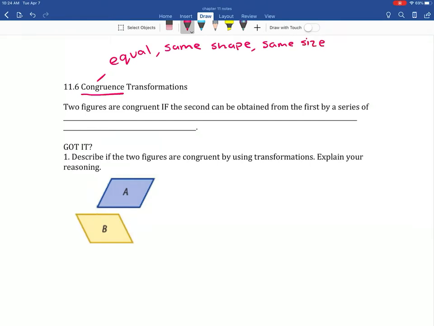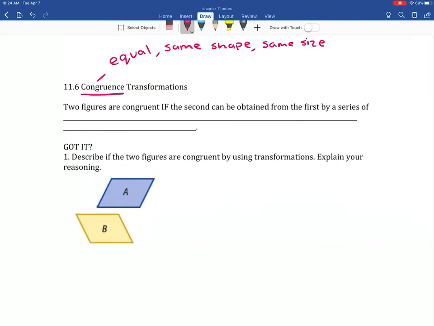We also have learned about several different types of transformations. All of the transformations we've learned about so far produce congruent figures. Those would be rotations, reflections, and translations. They're moving a figure, but they're not changing its shape or size.